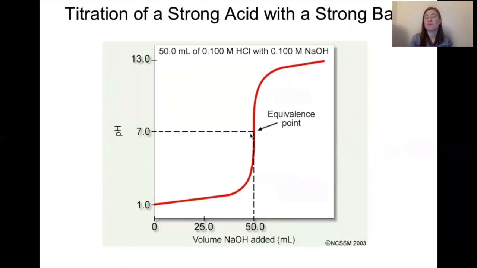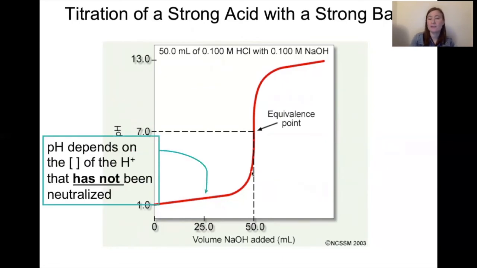You can see the equivalence point right here in the middle is where the pH is 7. And in this case, if you're titrating with equal concentrations, the equivalence point happens when the volume of NaOH added would equal the volume of HCl, since they're equal concentrations.